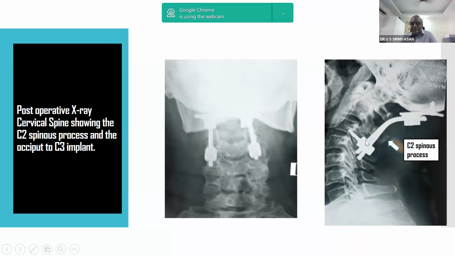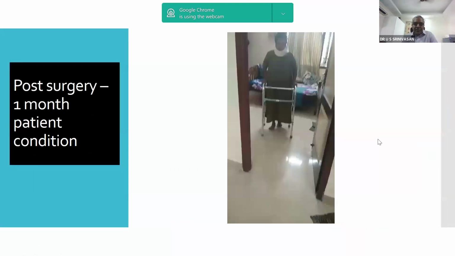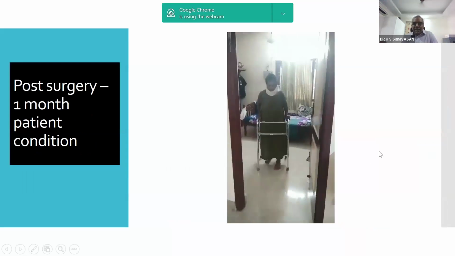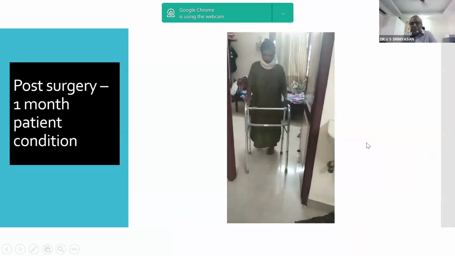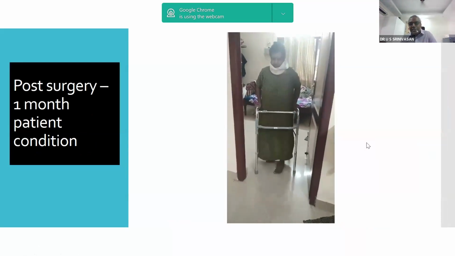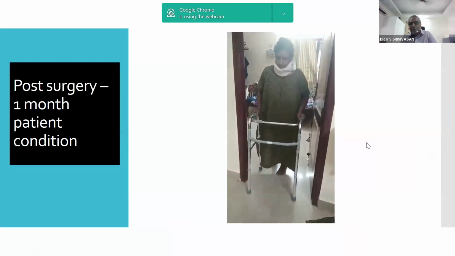I didn't do it. And since C2 dome laminoplasty was done, the question of gross instability is less in this case. So I didn't do anything. I didn't extend my stabilization to C4. This is the patient at 1 month. And I asked them to use a walker in the house, because I have seen, being in an orthopedic hospital, after a few days, especially elderly patients skid and fall down and then develop a fracture femur or anything.